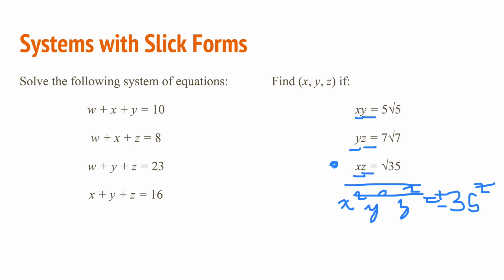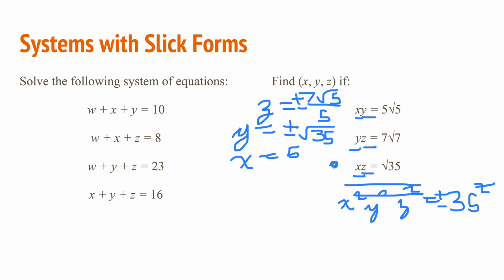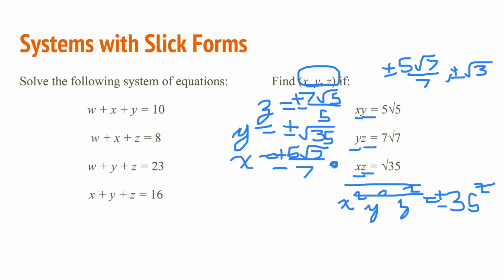Similarly to the previous system, we can divide off the previous equations from 35 plus or minus 35. So we get z is equal to plus or minus 7 root 5 over 5. Y is equal to plus or minus root 35. And x is equal to plus or minus 5 root 7 over 7. So the final solution, as they told us to put it, is plus or minus 5 root 7 over 7, plus or minus root 35, and plus or minus 7 root 5 over 5.